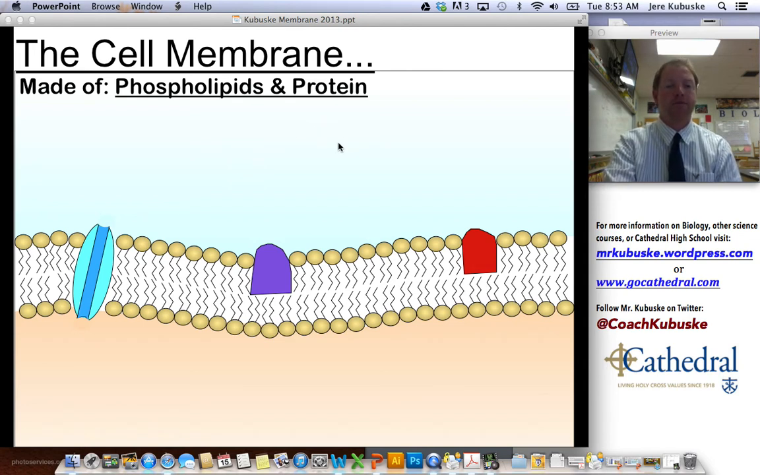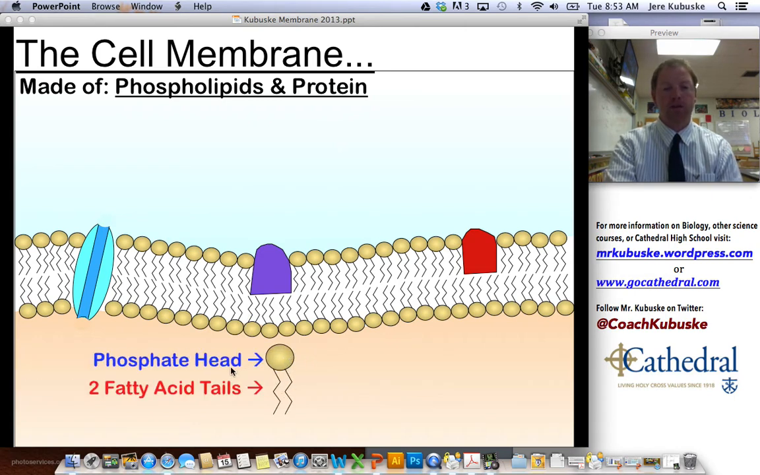Okay, now what is a phospholipid? Well, let's pull one out here. Okay, here's a phospholipid. If we zoom in on it, there's two parts to it. There's a phosphate head, which is this circle here, and then there's two fatty acid tails. Now remember, fatty acids are the building blocks of lipids, hence the name phospholipid. Get it?